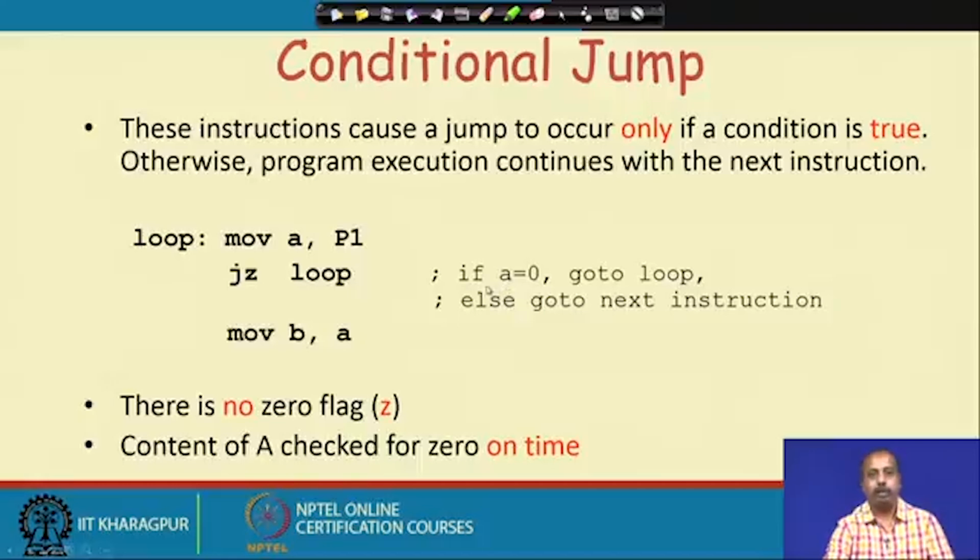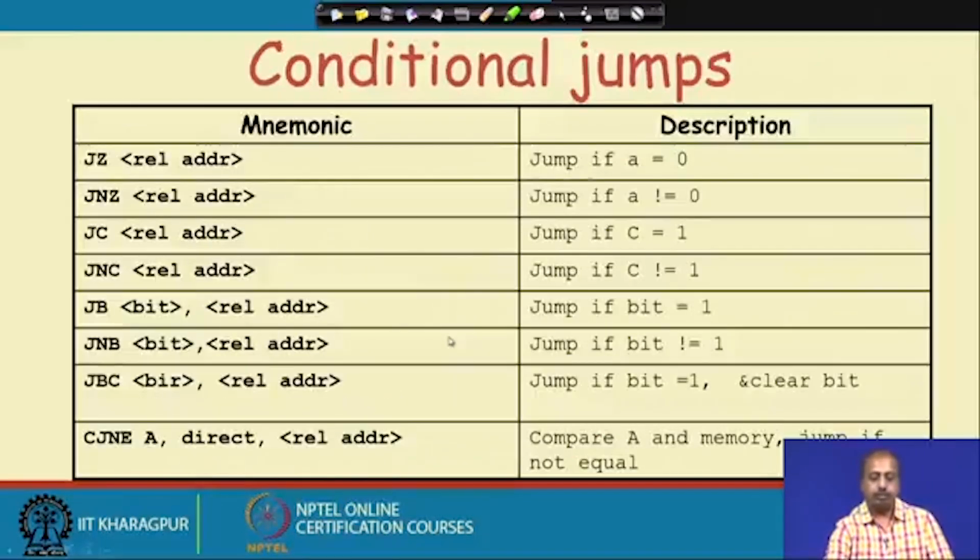We have never said that if the 0 flag is set, go to the loop point. But for other flags, like the carry etc., we have some specific bit in the PSW register, whereas for the 0 flag we do not have any such PSW bit. So, these are the various jump instructions. So, JZ relative address. They are all relative.